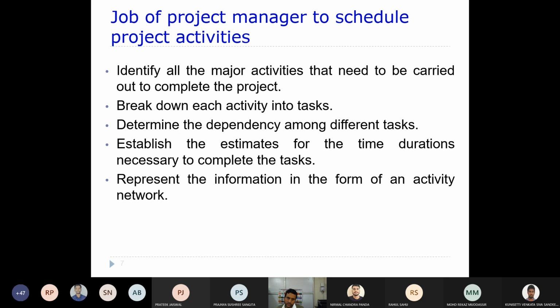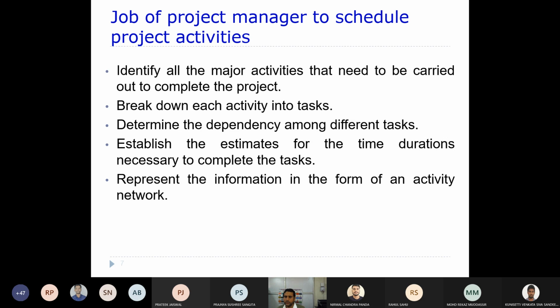So once these major activities are identified, then these major activities are broken down into various tasks. Okay, you can think of activities as a bigger job than a task. So you can think of it like this: you have an activity like the design phase, right? So that design activity will be divided into some tasks, right?